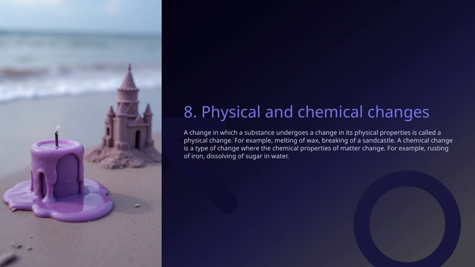On the other hand, a chemical change involves a real transformation in the substance's chemical properties. This means the original material is changed into something new. For example, rusting of iron is a chemical change because iron reacts with oxygen to form rust, which is a different substance. Another example is dissolving sugar in water.